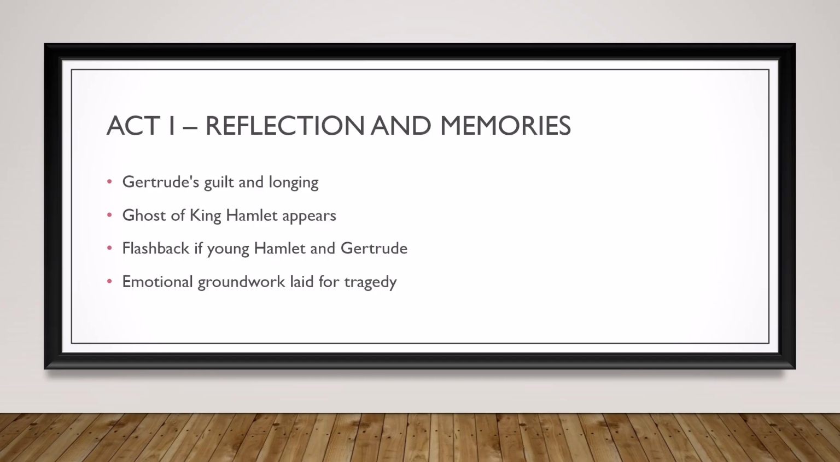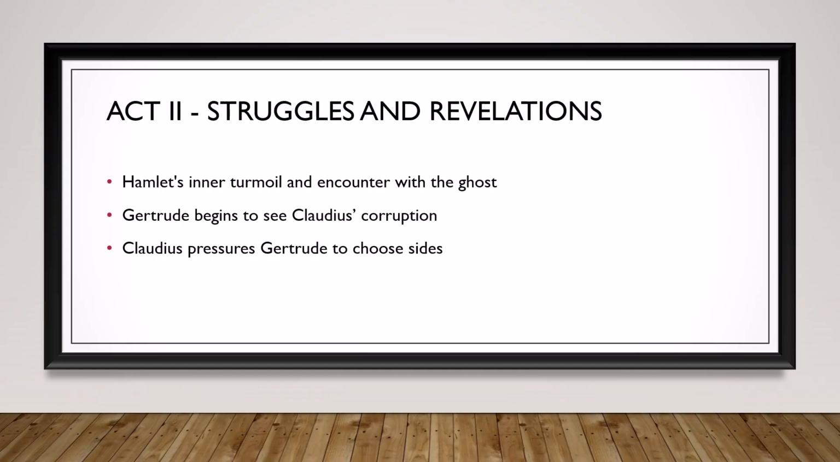In the second act, we see struggles and revelations. So this shows more of Hamlet's inner turmoil and encounter with the ghost, his father. Gertrude begins to see Claudius's corruption within the whole play. And then Claudius pressures Gertrude to choose a side, either Hamlet or himself.